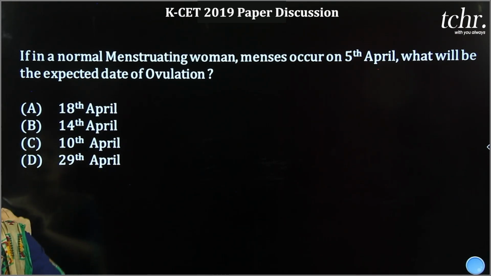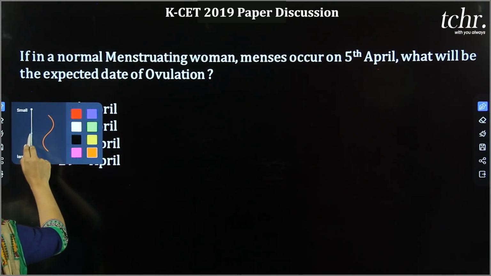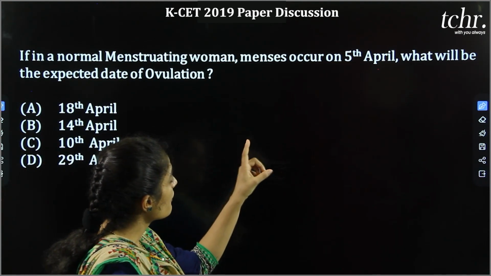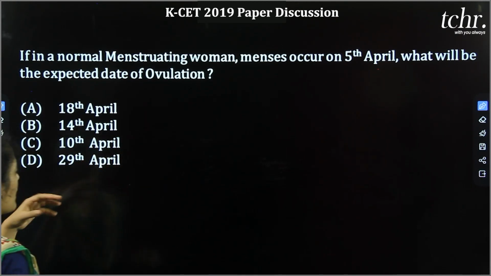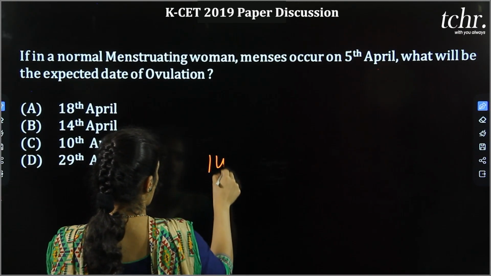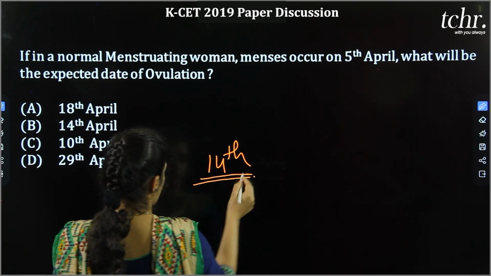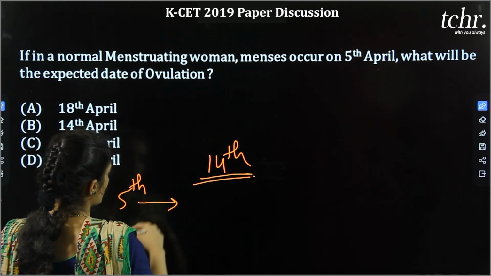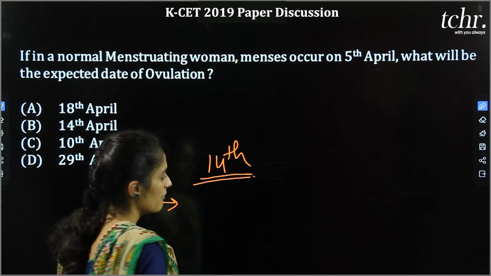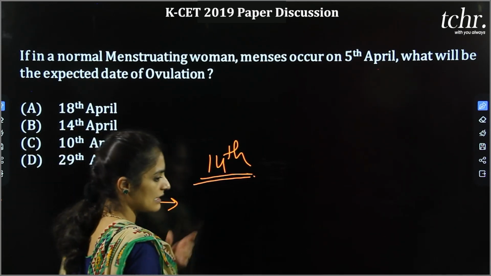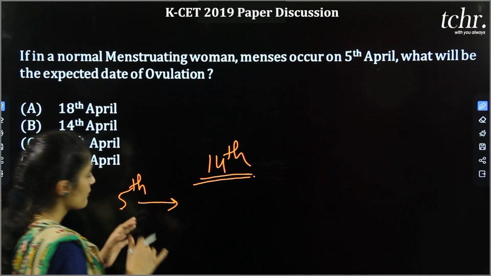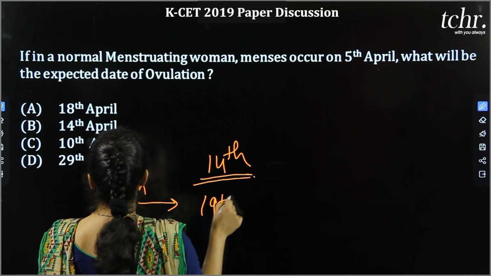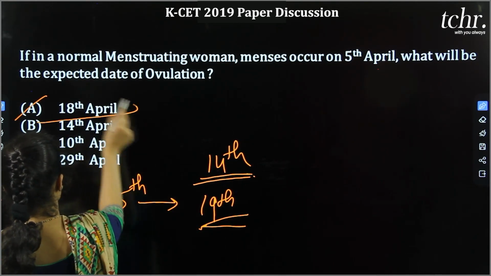Next, see, if in a normal menstruating woman menses occurs on 5th April, what will be the expected date of ovulation? You know, approximately the 14th day, and 5th April is the first day of menses. Then 5th to 14th day, 5th to 15 is 10 days, then 10 plus 5 or 4 is somewhere around 19th. So the nearest date here is 18th April. So this is the right one.